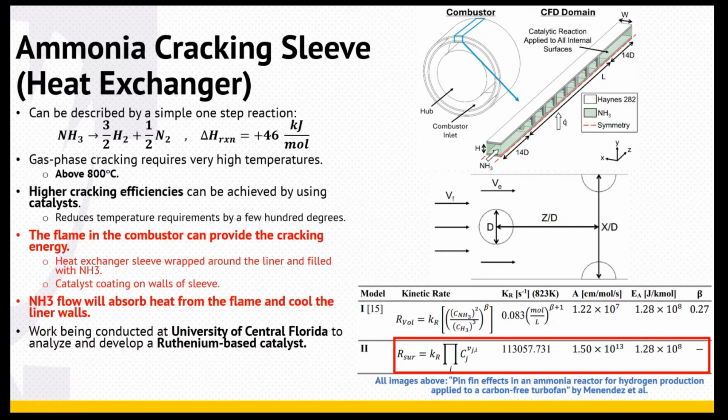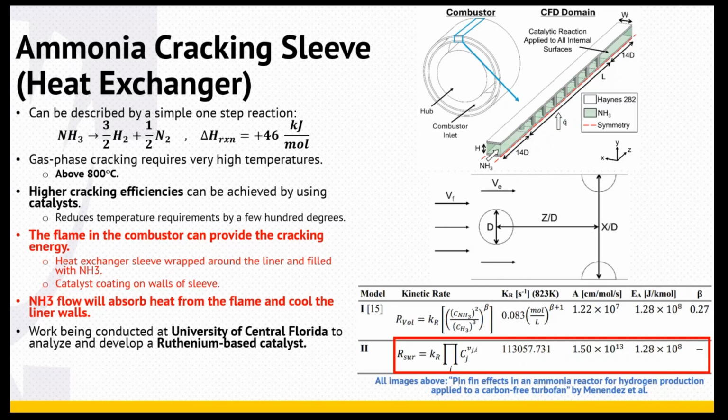And now the big aspect of this combustor is the cracking sleeve. There's been some really good work published by the Alpha team down at University of Central Florida, where they have been developing and analyzing ruthenium-based catalysts to incorporate in their combustor for their jet engine project, where they're using a CO2 supercritical gas turbine. So very similar to ours, but they have an extra attachment for their electrical power generation.